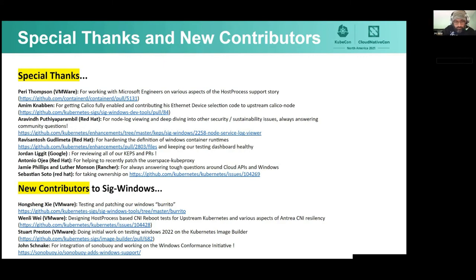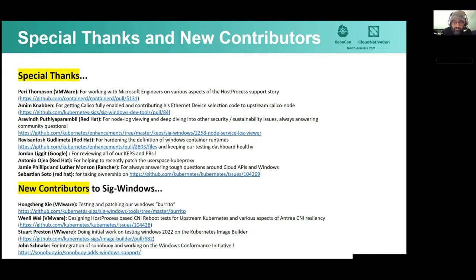Jamie Phillips and Luther, our friends over at Rancher, they're always there to help the community out. Sebastian over at Red Hat is also getting involved with some stuff, trying to fix default interfaces for Windows. And we have some other new contributors. Hongsheng has been working on making it easy to distribute Windows binaries in a simple way for image building and stuff. Wenli's working on reboot tests, and she's getting involved there.